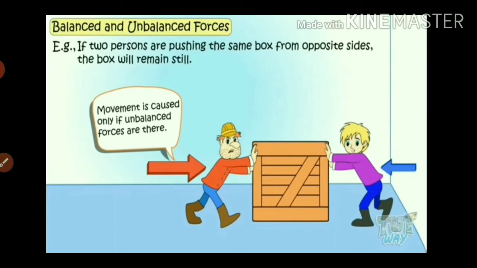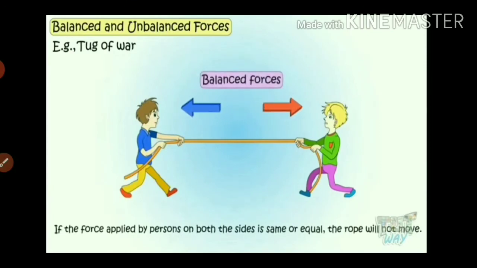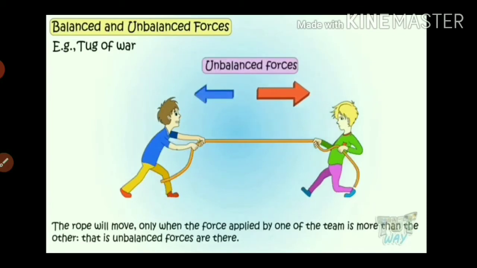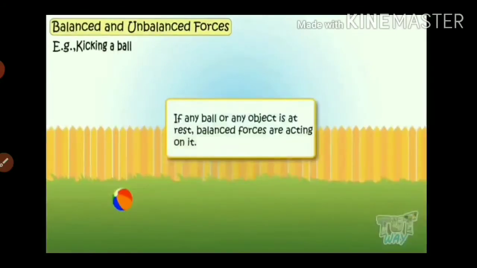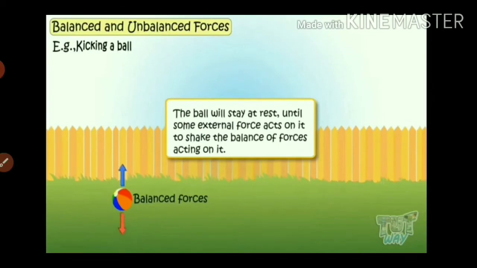Here is another example. In case of tug of war, if the force applied by persons on both sides is the same or equal, the rope will not move. The rope will move only when the force applied by one side of the team is more than the other. That means unbalanced forces are there. If there is a ball at rest, it means balanced forces are acting on it. Then the ball will stay at rest until some external force acts on it to shake the balance of forces acting on it.